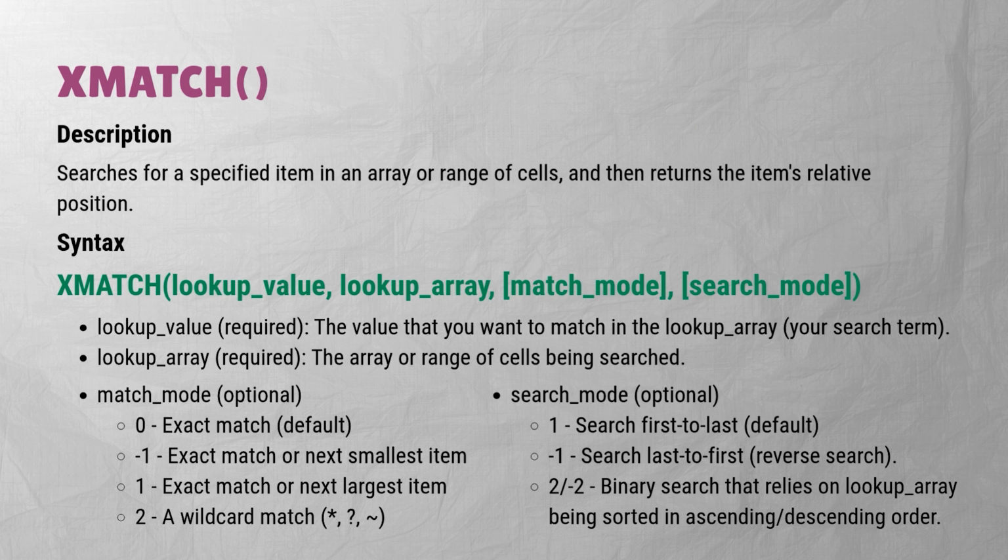Then the last parameter, which is also optional, is the search mode. So here also for efficiency, we can search in different ways. So 1 allows us to search first to last, and this is the default. If we don't specify it, it's going to start from the beginning of the array and go down. Then -1 searches in reverse, last to first. And then you also get 2 and -2, which essentially do a binary search that relies on the lookup array being sorted in ascending or descending order. Not gonna touch on that. It's again quite an edge case where you need to do a binary search using Xmatch.